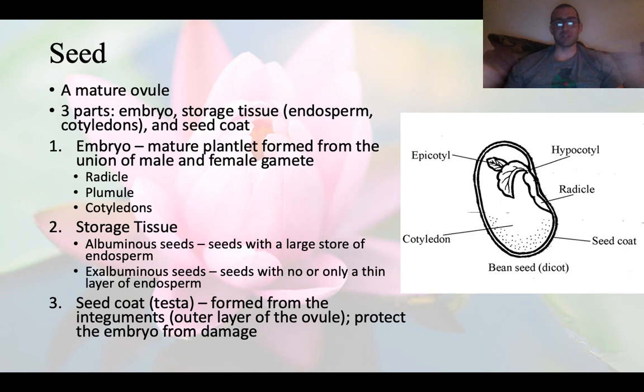And then we have the seed coat, also called the testa. Now this is formed from the integuments, which is just the outer layer of the ovule, and the seed coat is going to protect the embryo from damage.